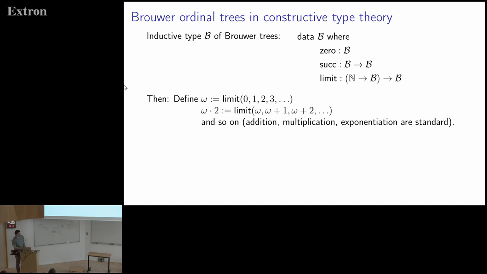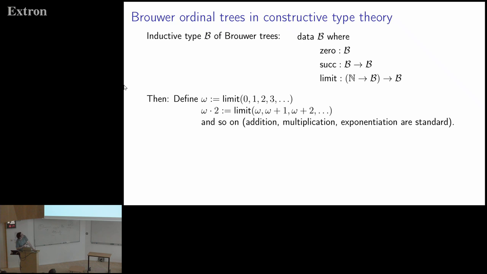Okay, right, so now let's be a bit more serious and let's talk about how one could implement such a type of ordinal numbers in constructive type theory. One standard implementation is this type of Brouwer trees, which is a good example of an inductive type because it's just an obvious extension of the natural numbers, where you have a constructor zero and a constructor successor, and then this constructor that we call limit, which takes a sequence of such ordinals indexed over natural numbers and constructs a new ordinal. And then you can say that omega is the limit of the sequence 0, 1, 2, 3, and so on. And you can define all the usual arithmetic operations.